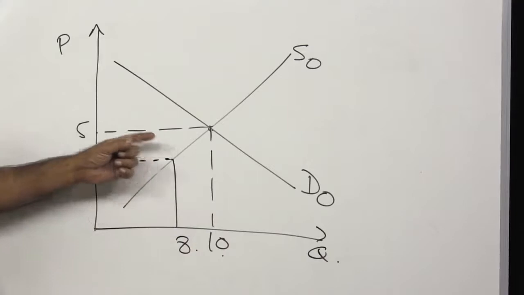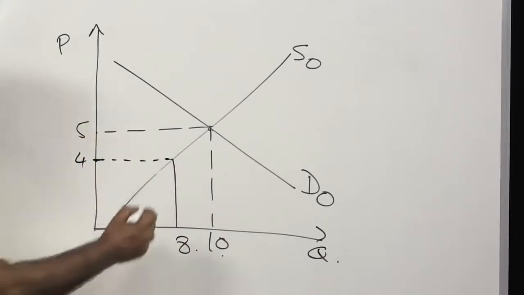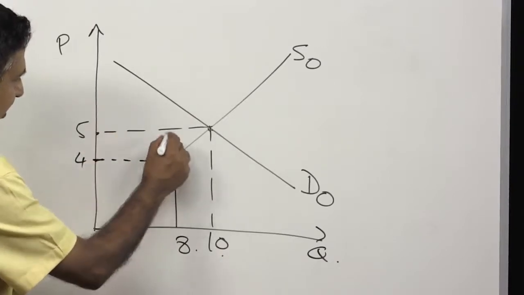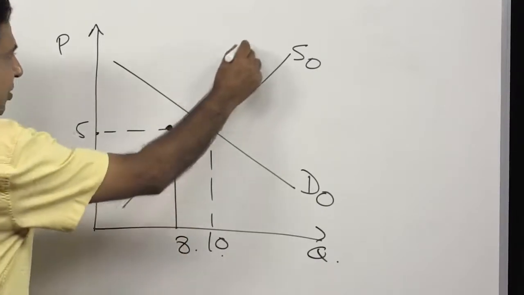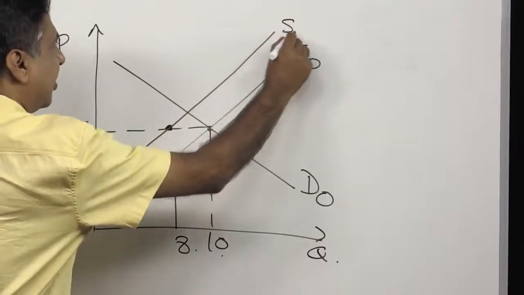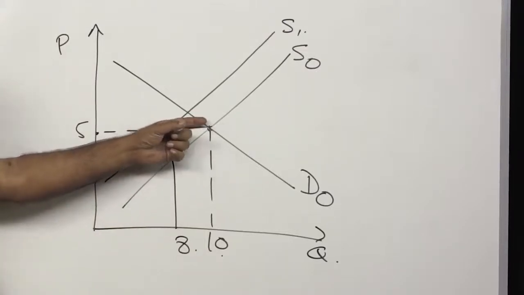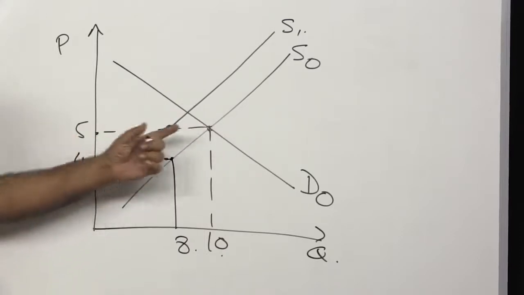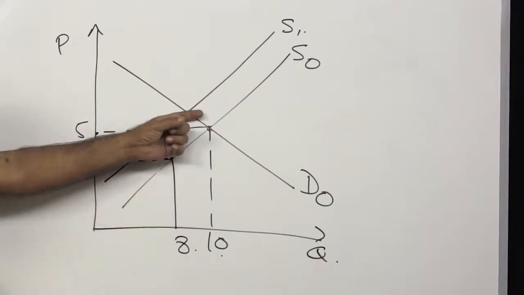So from the point of view of the consumer, who doesn't know anything about this, it seems as if at a price of ₹5, the seller is only willing to sell 8 units. So it seems like the supply curve has moved to the left by this amount. And so it looks as if this is the new supply curve for the seller.